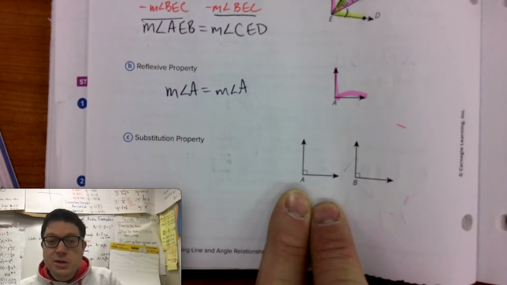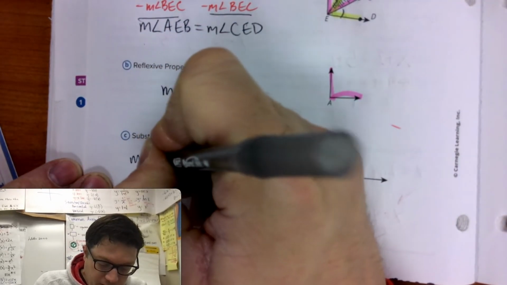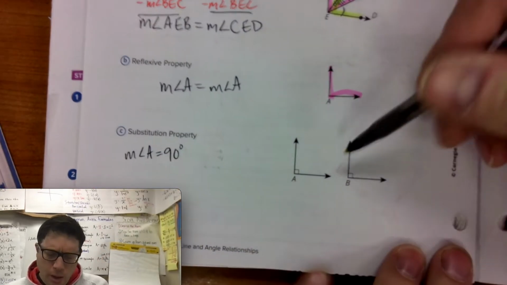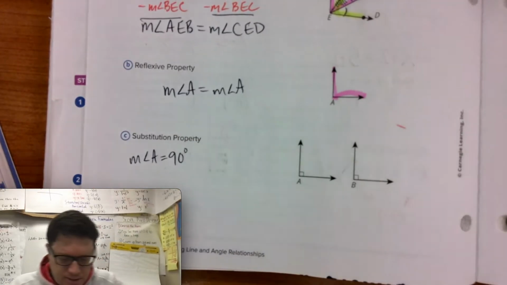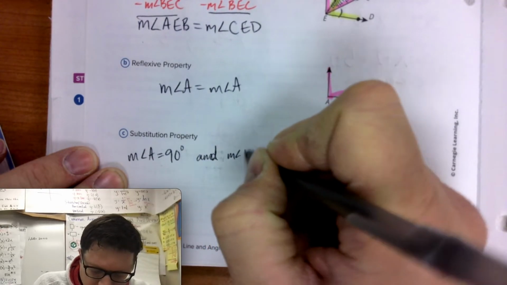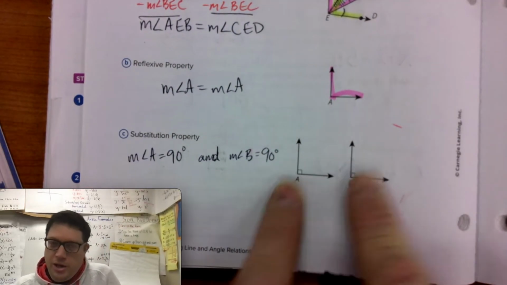And the rest of it stays the same. We can start off by saying, look at that box right there in angle A. The measure of angle A is 90 degrees. Well, you know what? B also has a box, and the measure of angle B is also 90 degrees because they both have the boxes.